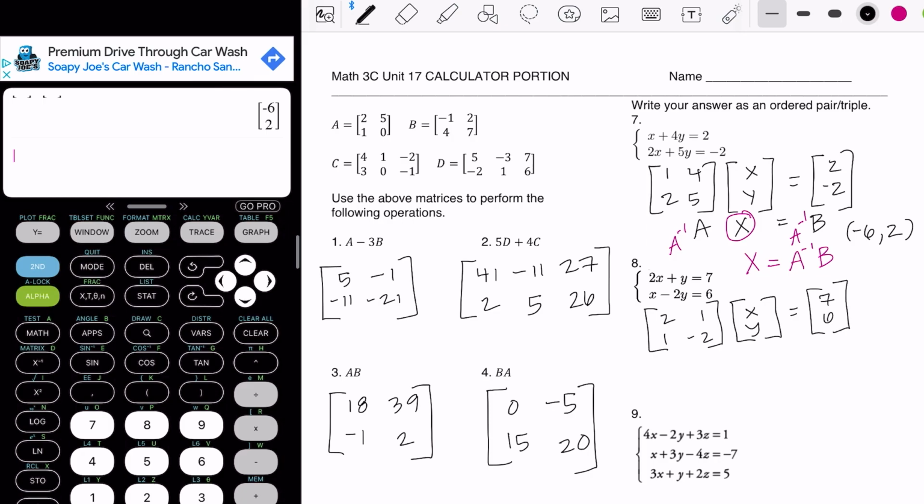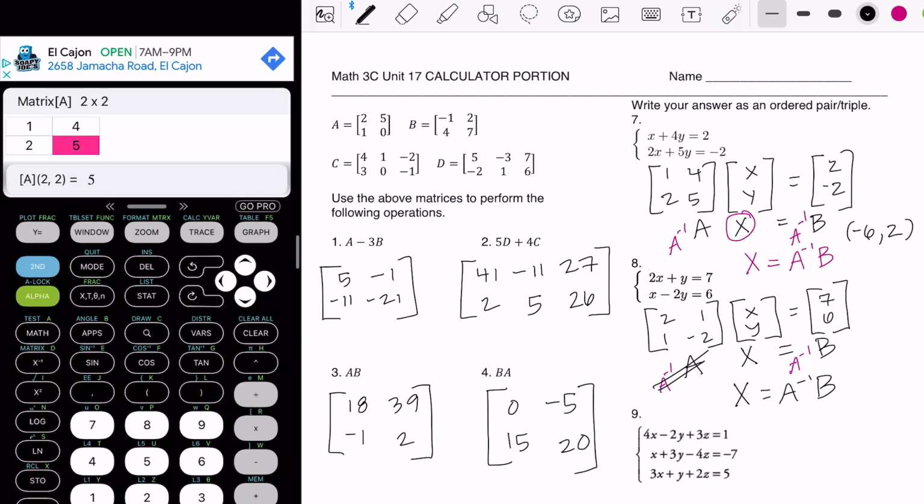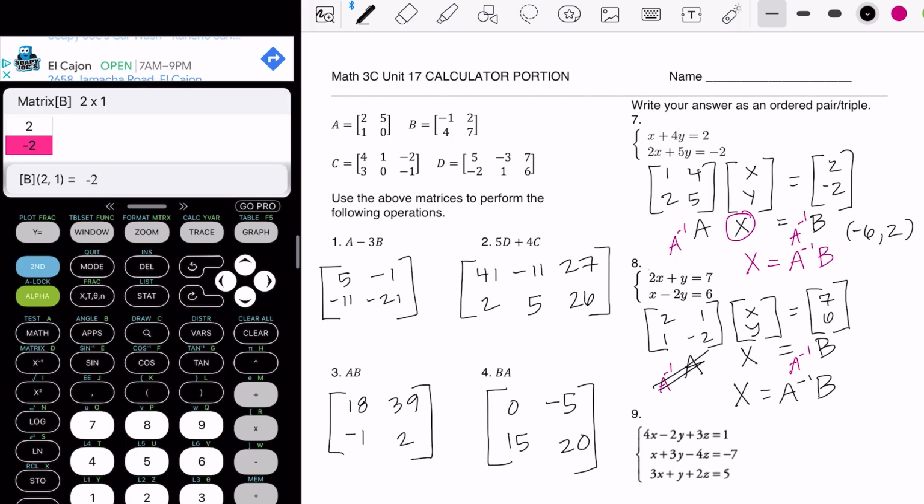Then after that, you label it as AX equals B, and then you're going to take the inverse of A so that you can get the x by itself. These undo each other, and you get A inverse B. So we're going to go back into the matrix, scroll over to edit so we can change our 2 by 2 to be the new numbers, 2, 1, 1, -2. Go back into matrix B, scroll over to edit, and those are 7 and 6.